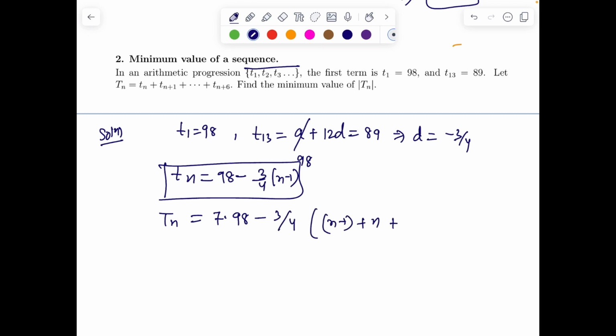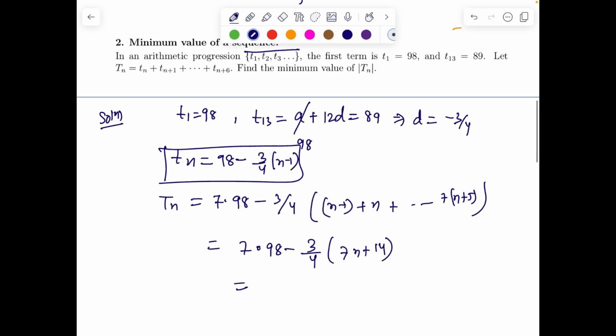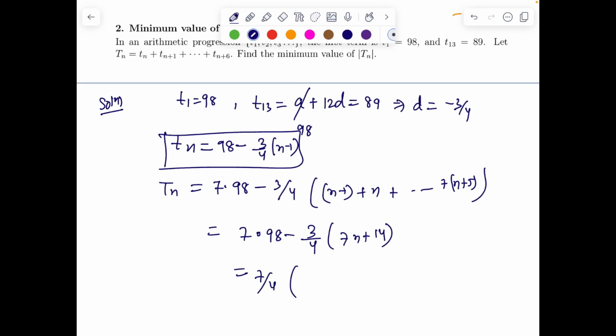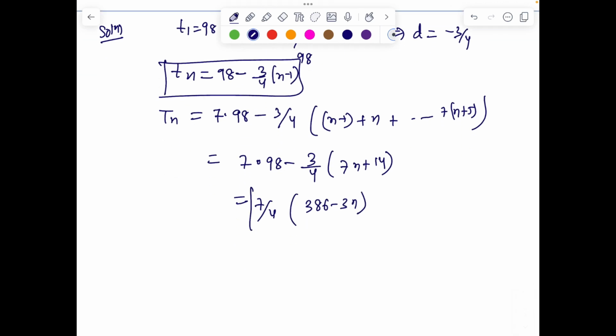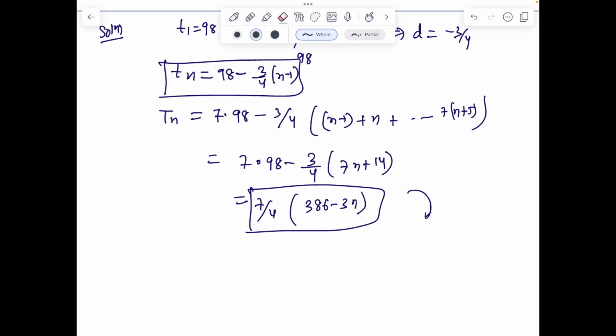So once I know Tn, capital Tn will be 7 times 98 minus 3 by 4 times n minus 1 plus n. So this is also in AP, plus n plus 5, right? And if I'll just add it up, we are getting over here 7 times 98 minus 3 by 4, and that gives 7 plus 14, which evaluates to 7 over 4, 386 minus 3. This itself is arithmetic progression, and it has common difference of, as you can see, minus 21 by 4.